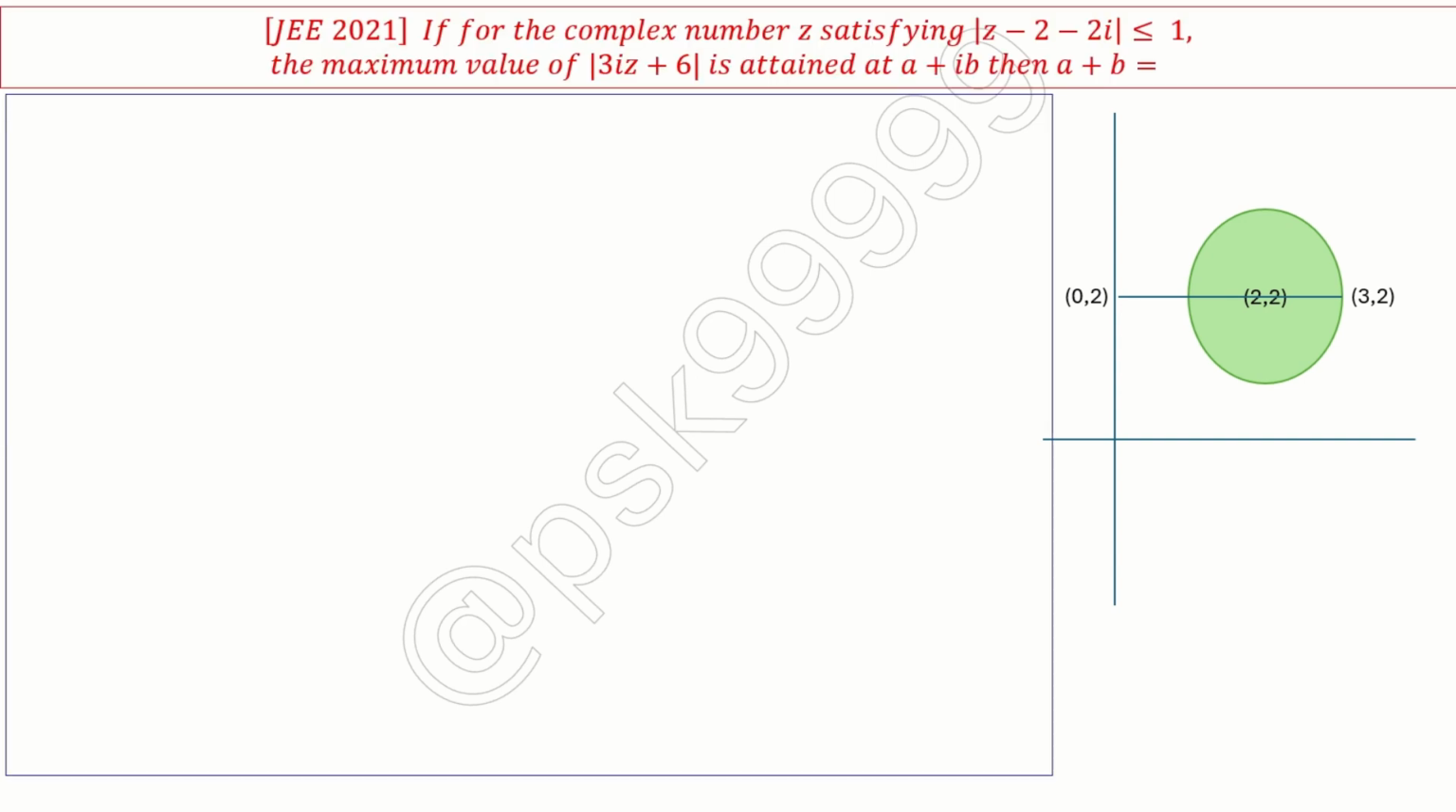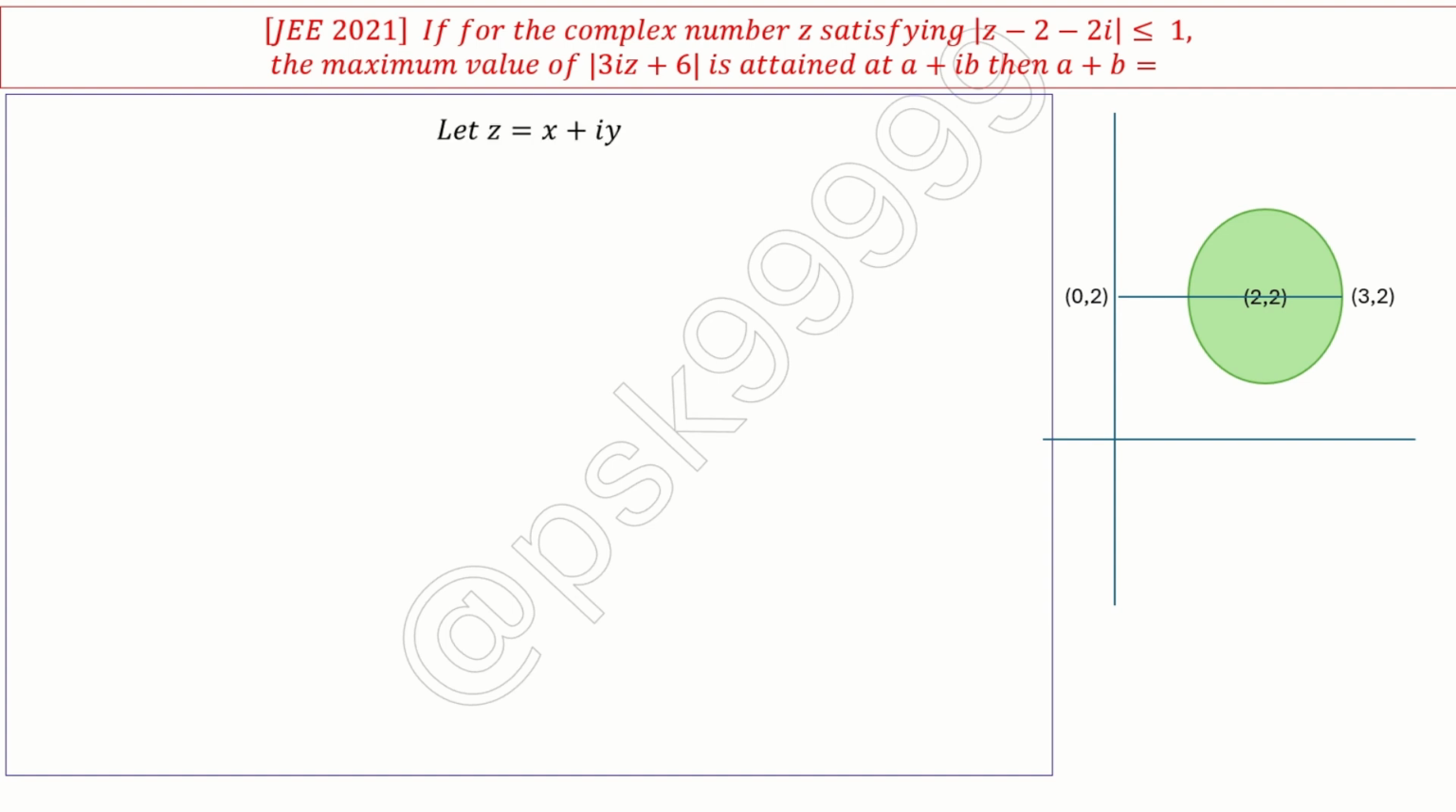So, if for a complex number z satisfying modulus of z minus 2 minus 2i is less than or equal to 1, the maximum value of modulus of 3iz plus 6 is attained at a plus ib, then what is the a plus b value? If you look at it, first there are two equations given. The first one is already an inequality, which means we will get some area on the Argand plane. So let's find that first.